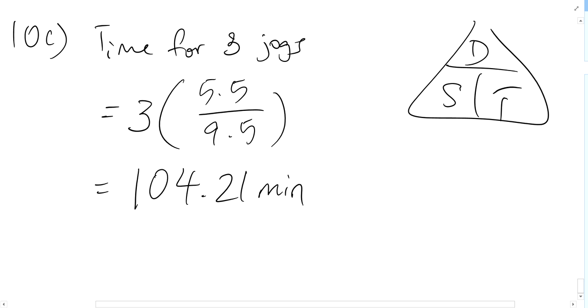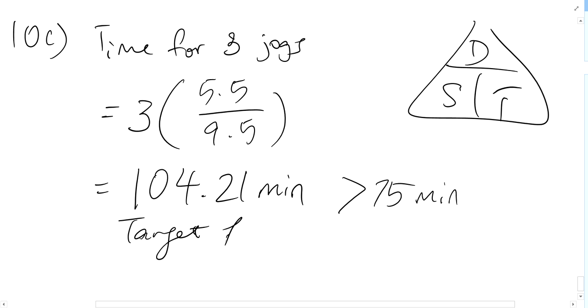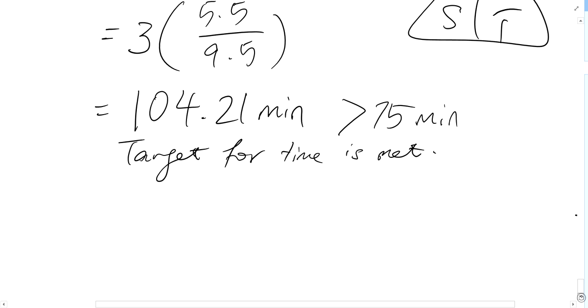Does she meet the time required for vigorous exercise? Yes, she does. This is more than 75 minutes. So we answer the first part. Yeah, she'll meet the target for time. Target for time is met. Okay, the next thing. She thinks that she will use more than double the amount of calories. Is that true? So let's find out. Amount of calories used.